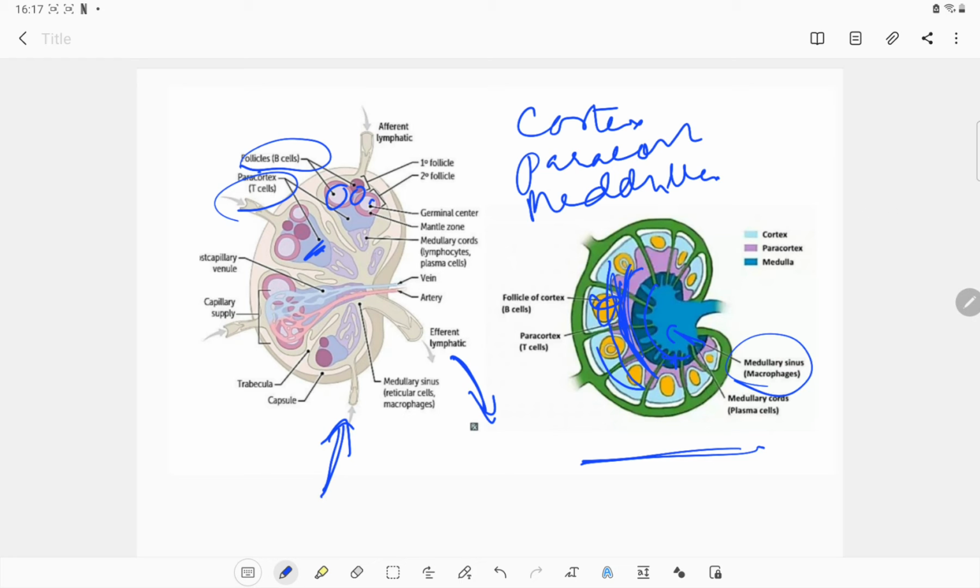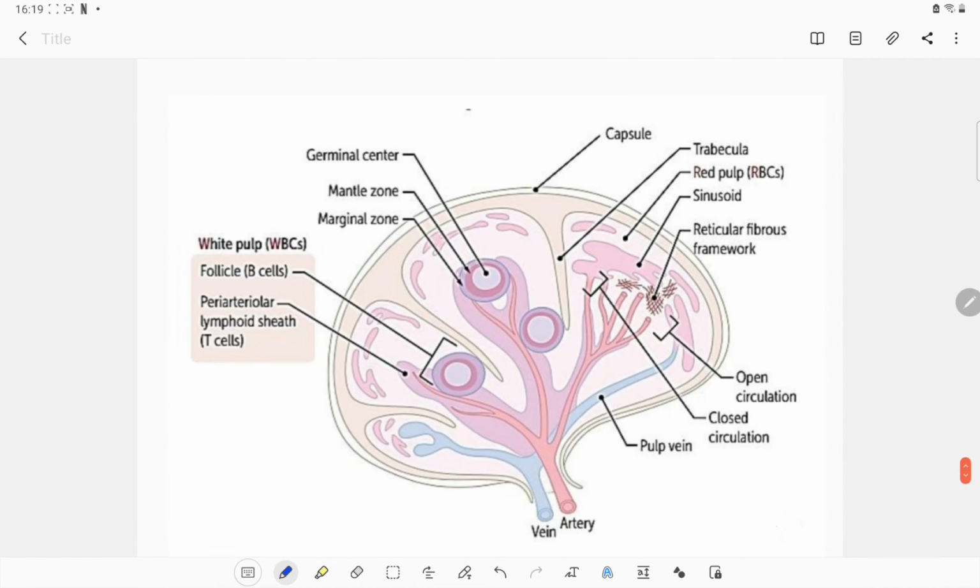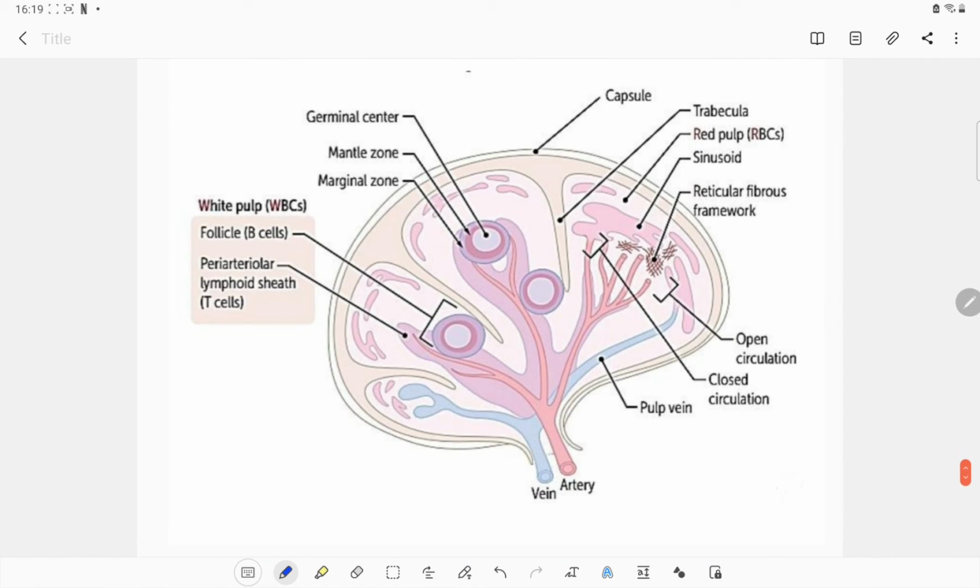So if a question is asked: T cells are predominant in the paracortex area, B cells are predominant in the cortex area, macrophages are predominant in the medullary sinus, plasma cells are predominant in the medullary cords. And then coming to the spleen, we have a red pulp and we have a white pulp. This is all the red pulp.